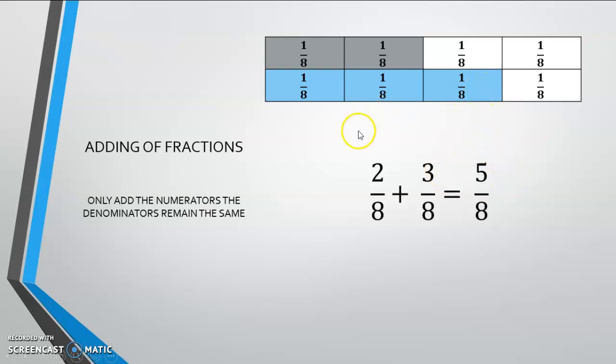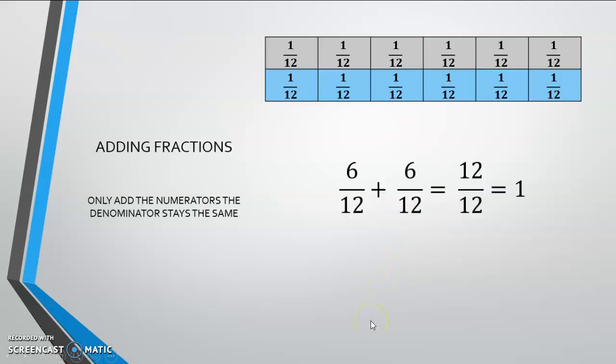Now we are nice and big now, so we need to write it mathematically as well. 2 over 8 for the grey and the 3 8s for the blue. And we counted together, they are 5 8s. Now you can see we only added the numerators to get our 5, but our denominators did not change. It remained 8. We do not add our denominators. We only add our numerators.